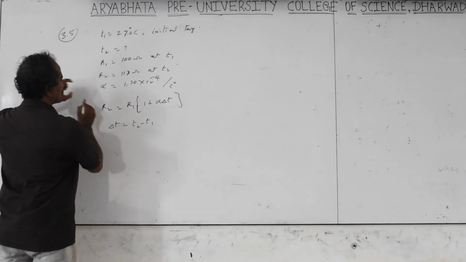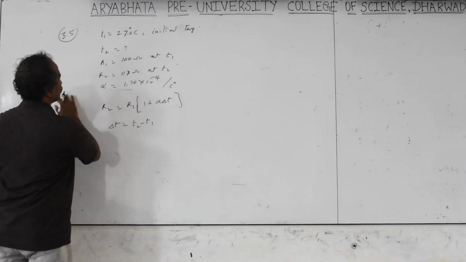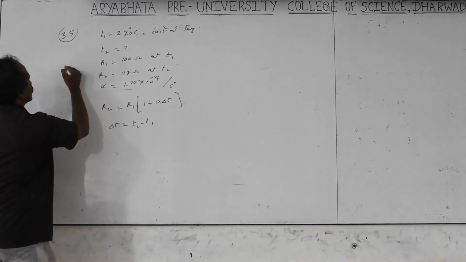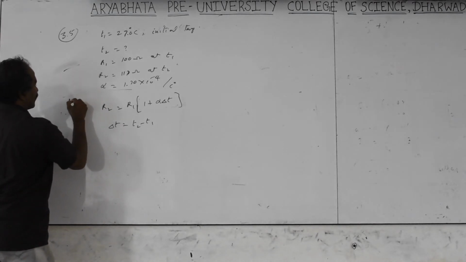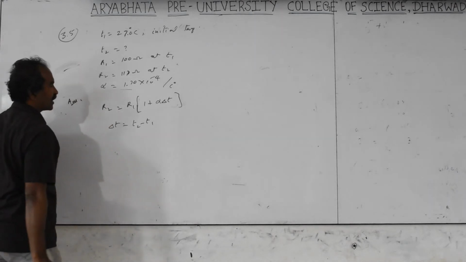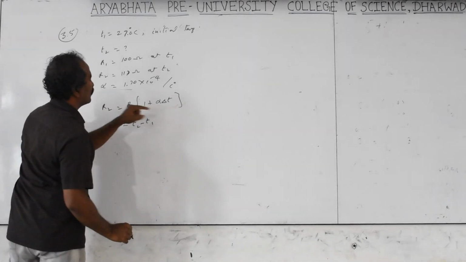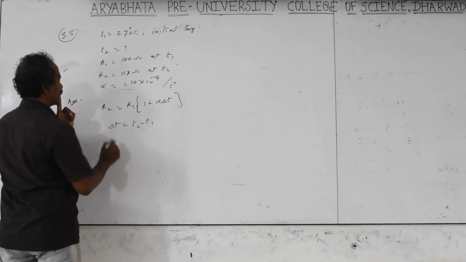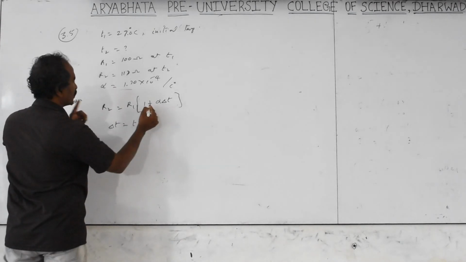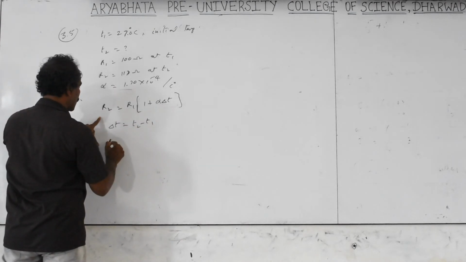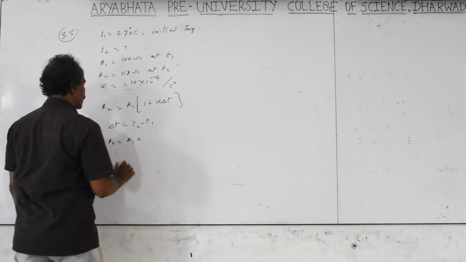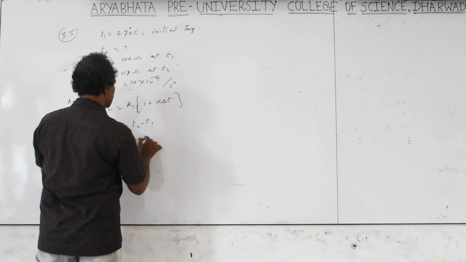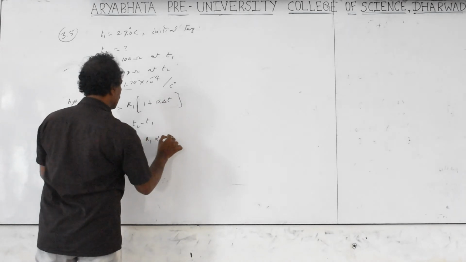In this case, this is the data. I am giving just part of the answer. R equal to R1 times 1 plus alpha delta T. Alpha is given, R2 and R1 are given, and delta T you have to find out. So expand this: R2 equal to R1 plus R1 alpha into delta T. It is better if you remember the direct relationship for alpha.